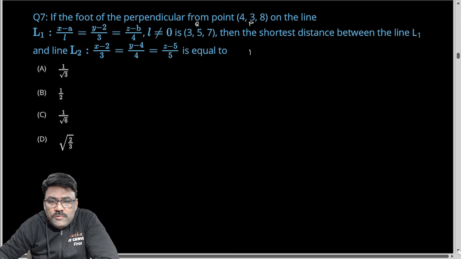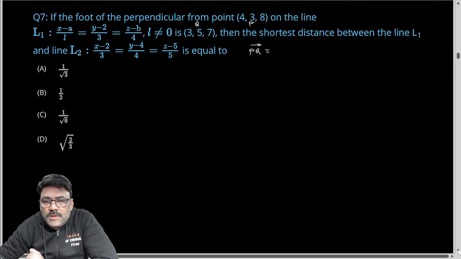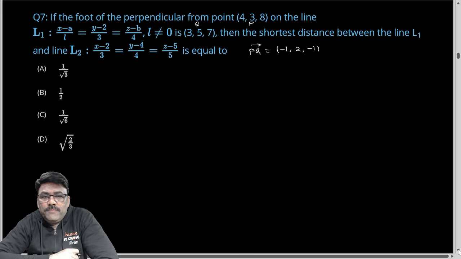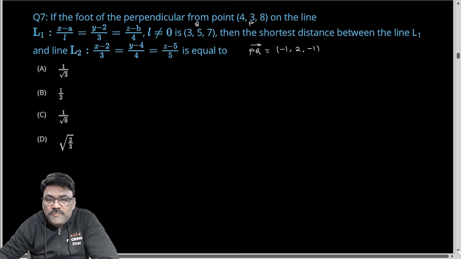The foot of the perpendicular from the point P to this line is Q. So if I find PQ vector here, PQ vector will be position vector of Q minus position vector of P. So it will be 3 minus 4, minus 1, 5 minus 3, 2, 7 minus 8, minus 1. And obviously PQ is the perpendicular drawn from P to the given line L1. So this PQ is perpendicular to L1, meaning the vector PQ is perpendicular to the direction vector of L1.